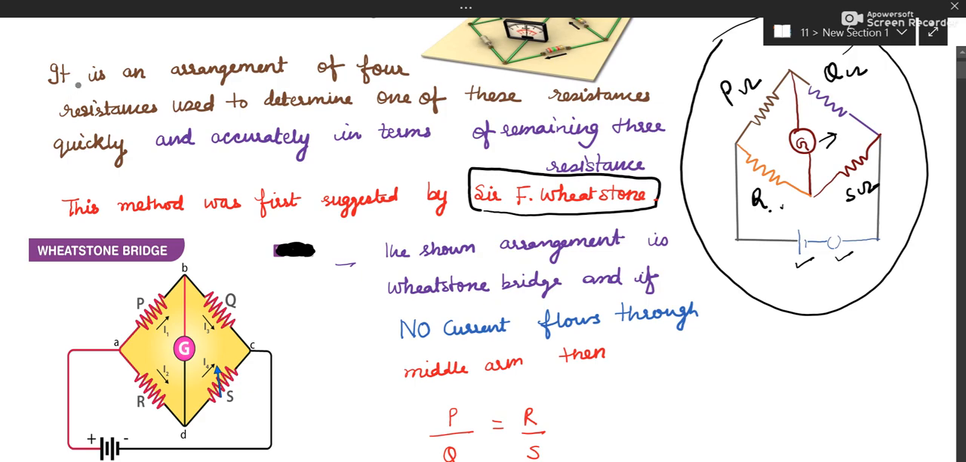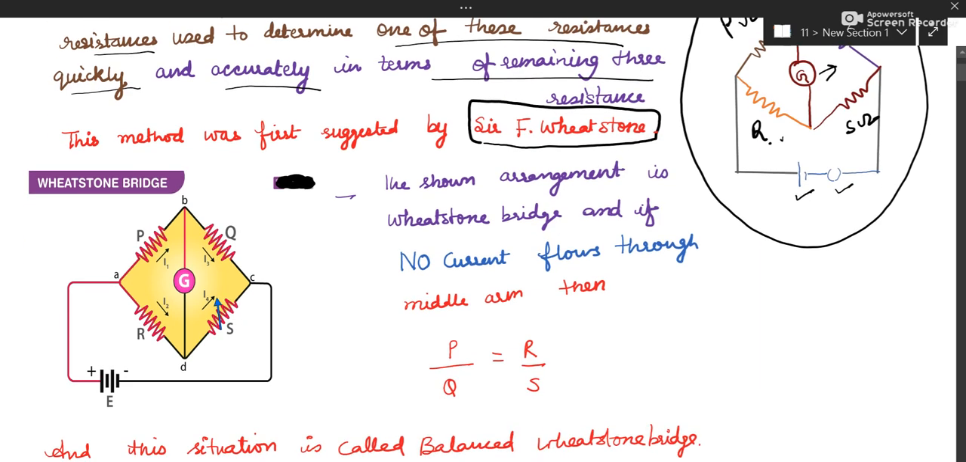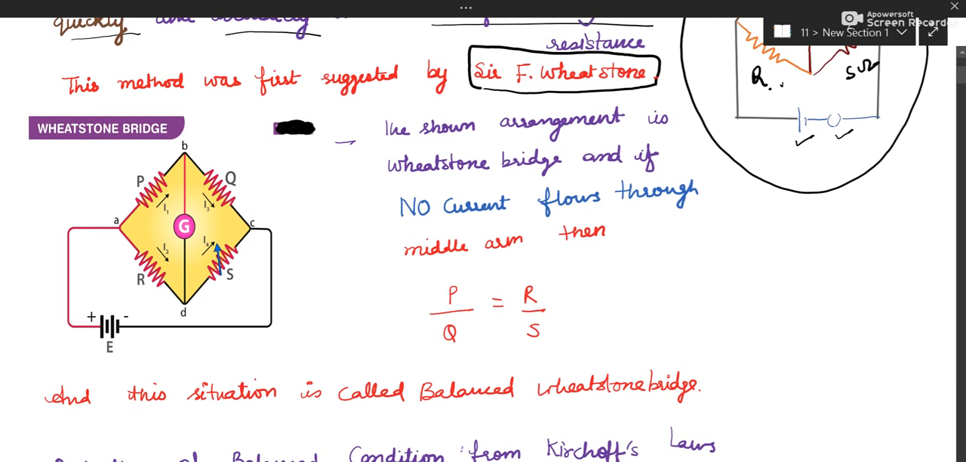Okay, so you can read here, it is an arrangement of four resistances which is used to determine one of these resistances quickly and accurately in terms of the remaining three. The remaining three will be known to you. You can see a proper diagram here as well. Again, P ohm, Q ohm, R ohm, S ohm. There is a battery. You can connect a key as well. And in the middle arm, you have to connect a galvanometer.